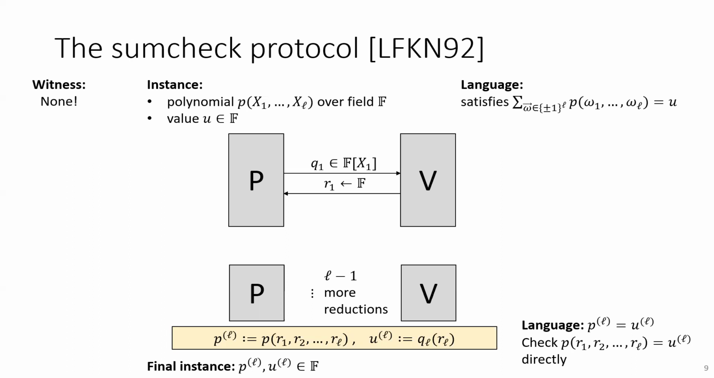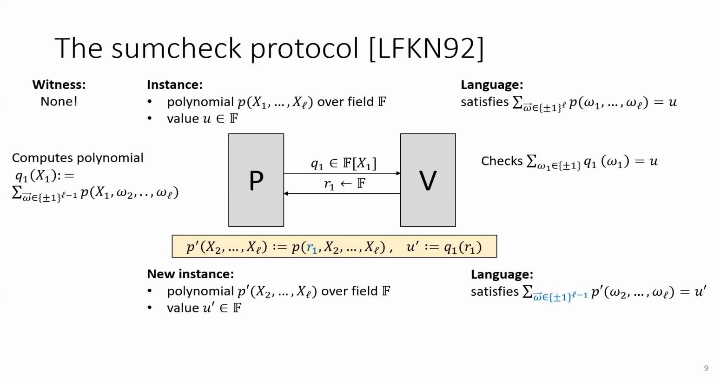So don't worry too much about the form of the messages. I flashed up this polynomial Q1 in front of everybody very quickly. It doesn't really matter too much about the actual form of Q1 for now. What's most important is just to notice that we're reducing from this polynomial P to this new instance with the polynomial P prime, where we evaluate in one variable. So we evaluate in one variable at a time. That's the most important thing to remember.